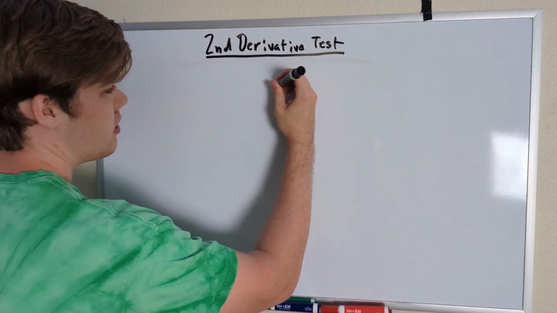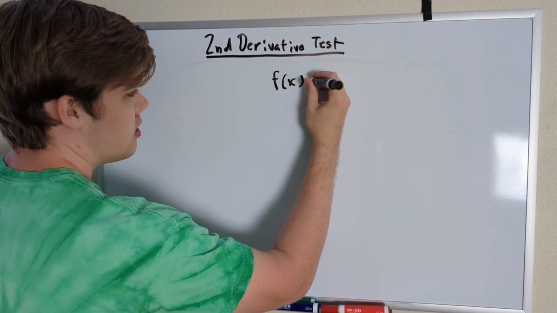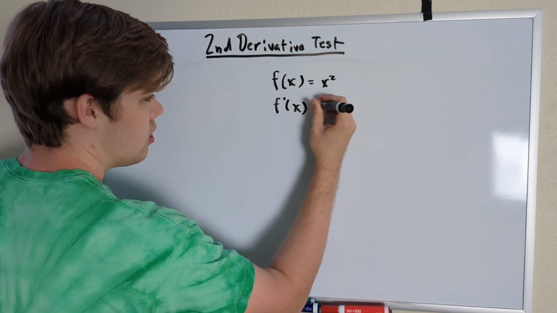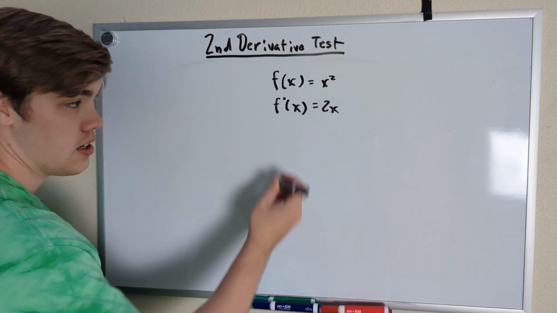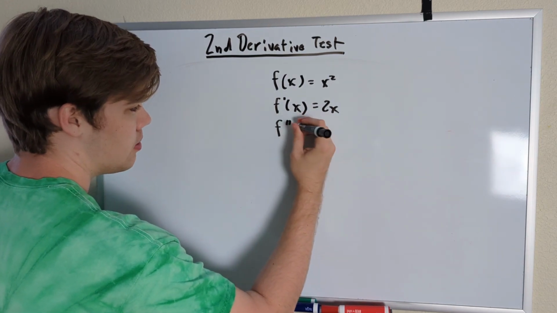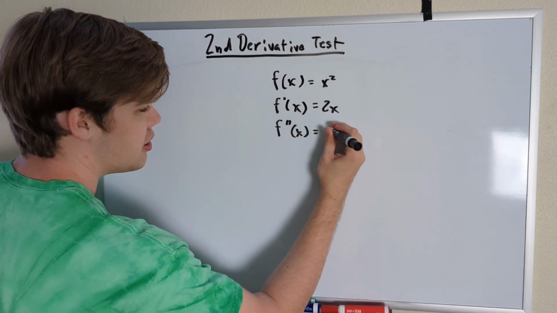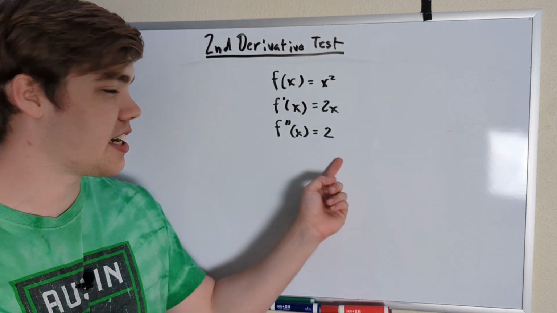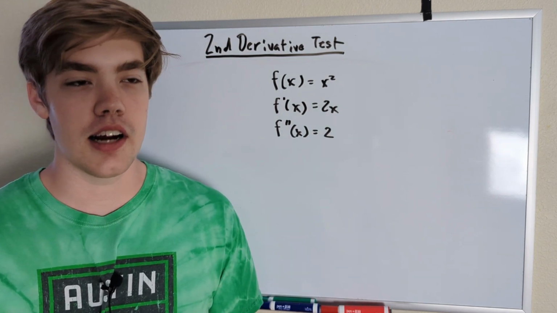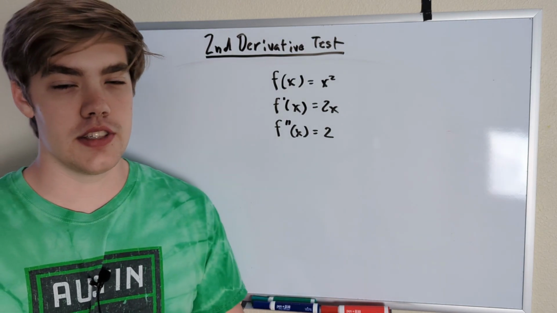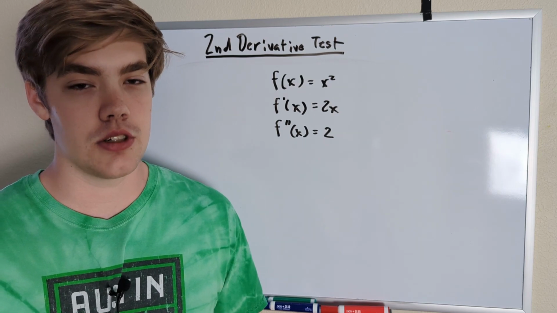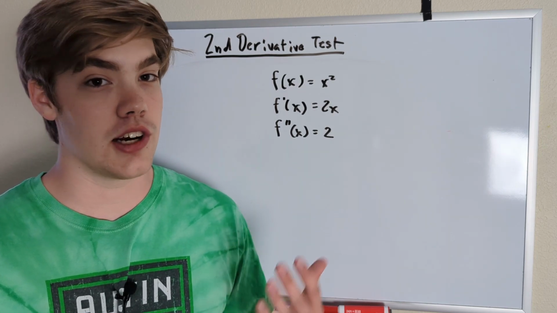First of all, some quick review. Let's say we had an f of x such as x squared. The first derivative, f prime of x, would equal 2x by the power rule. The second derivative, or f double prime of x, would then just be 2. Essentially, you just take the derivative again. It's just another step. And we're going to use the second derivative to find out more information about the graph, and using information from the first derivative test along with information from the second derivative test, we'll be able to graph our functions.